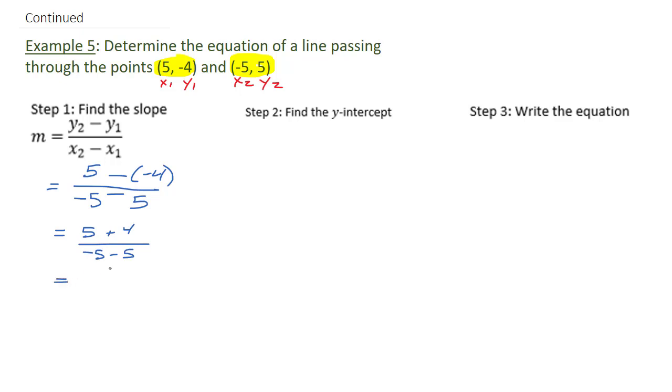Okay, so 5 plus 4 is 9. -5 minus 5 is -10, and put that negative out front. Don't leave it on the bottom. So there's our slope. Done. Can't reduce that one. All right, so next, let's substitute in one of the points.